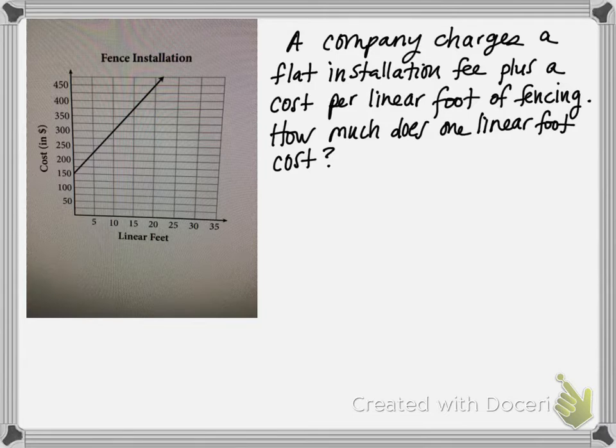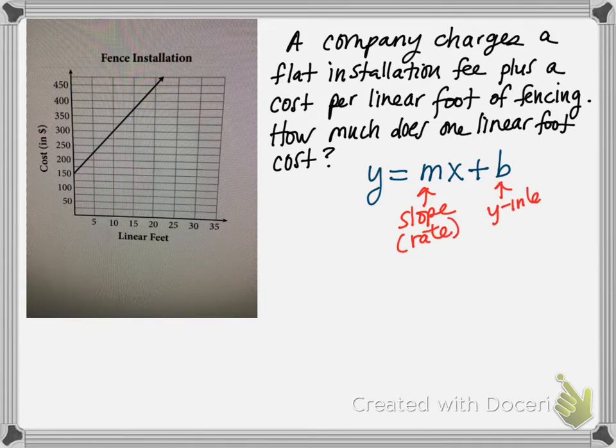So because the pictures align, I could write this scenario in the form y equals mx plus b, where m is my slope, also called the rate, and b is my y-intercept, also called my initial fee.